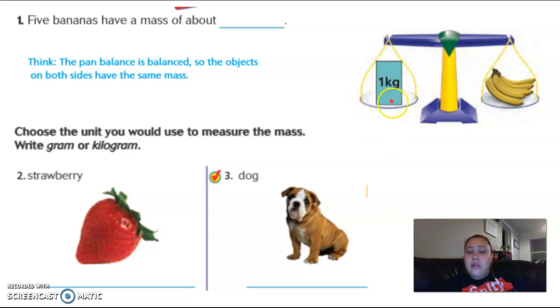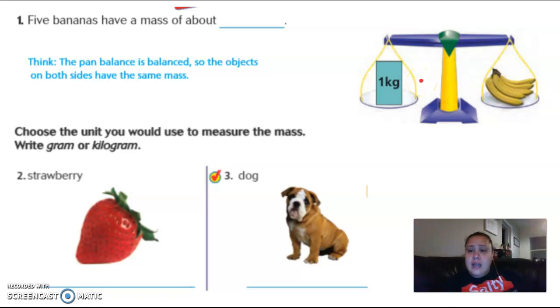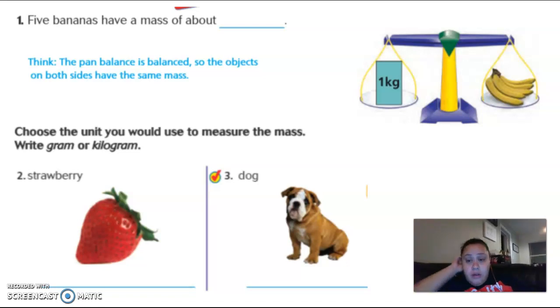So now that we know that, looking at this picture, we see that there are 5 bananas on the right scale, and we have a weight of 1 kilogram on the left scale. And looking at the balancer, we can see that they're completely equal, because the pointer is right in the middle. It's not leaning left or right. So what does that tell us about how much the bananas weigh? If you said the bananas weigh 1 kilogram, you are correct.